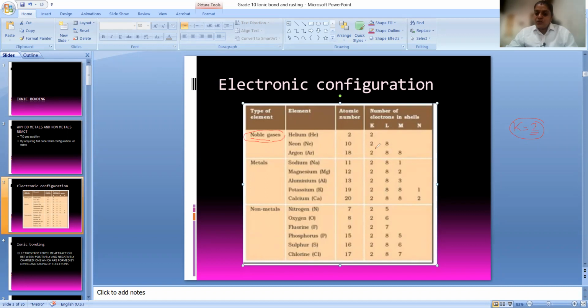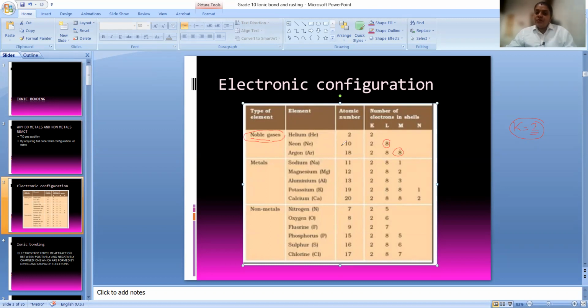Now look at neon. Neon has 2, 8. The second shell, okay, this is its outermost shell, right? That contains 8 electrons. That means the last shell is completely filled. Since it is completely filled, it is stable, with no need for any sort of reaction, right? In the case of argon also, 2, 8, 8. The last shell contains 8 electrons, so it is also stable. Only in the case of helium do we see 2 electrons, because it has only one shell. In all the other cases, the outer shell contains 8 electrons. That is the complete outer shell, the noble gas configuration. But in the case of helium, it is 2.